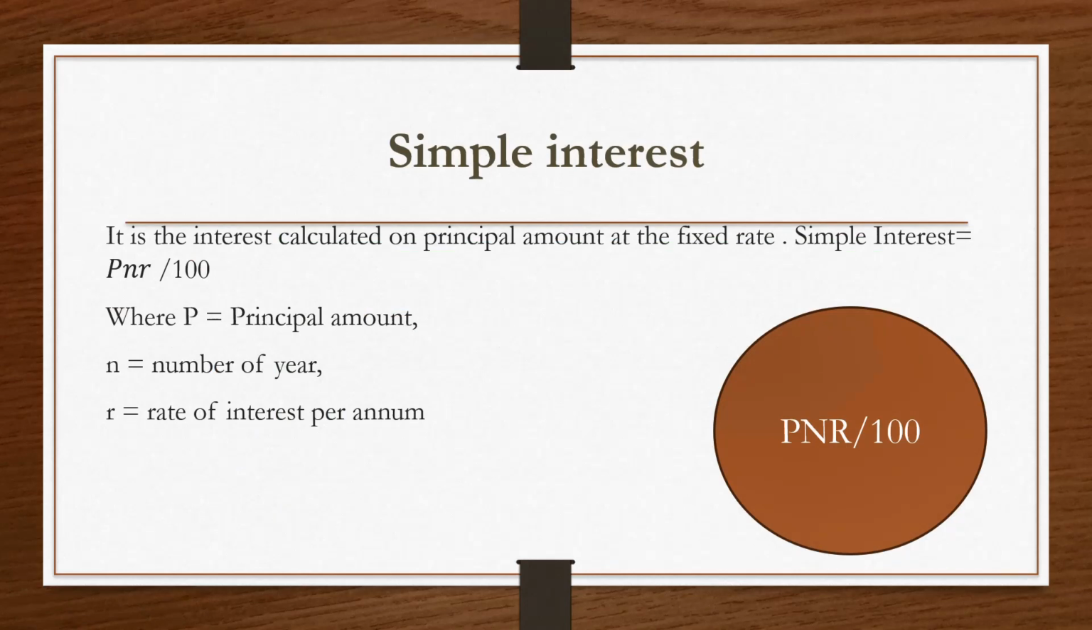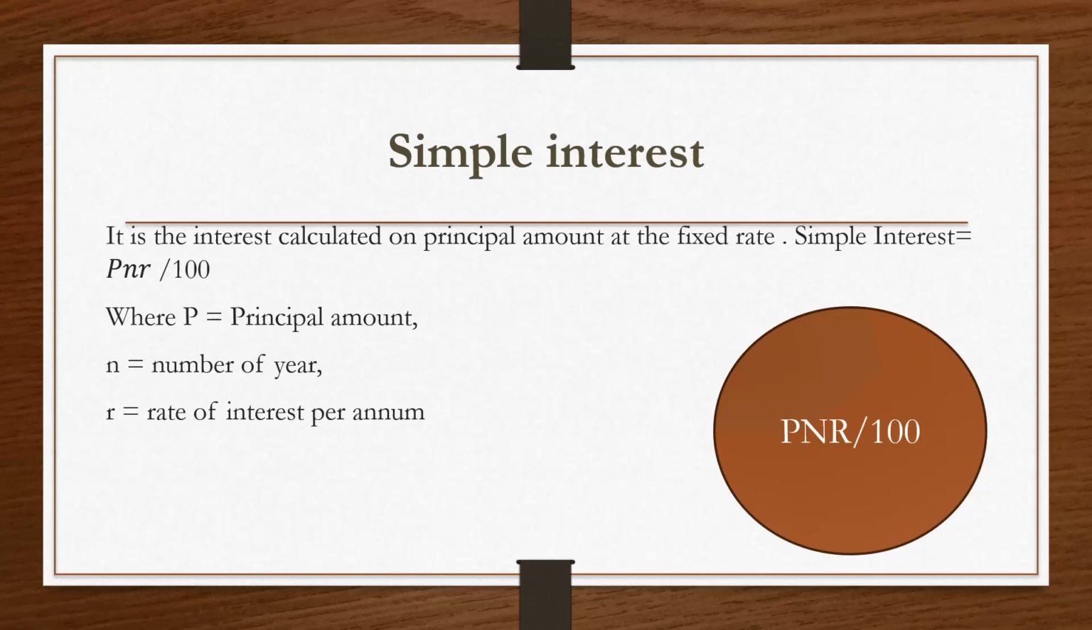Speaking about simple interest, it is calculated for every period only on the principal, and the total interest gained over all periods is called simple interest. Here, we calculate the interest on the principal amount only. The amount will be equal to principal plus simple interest.